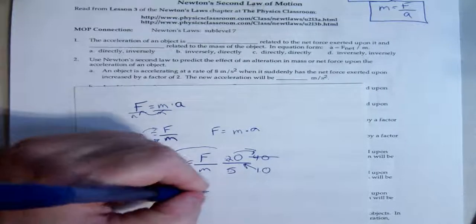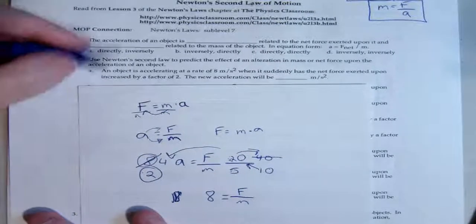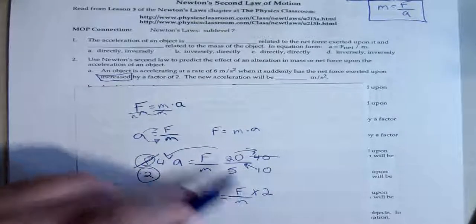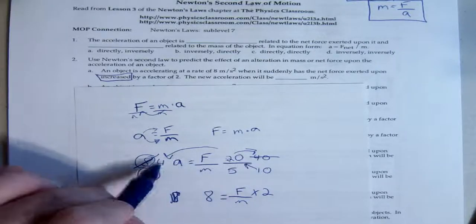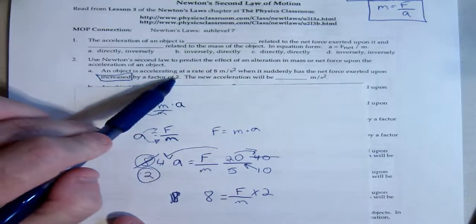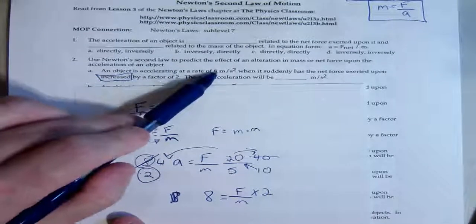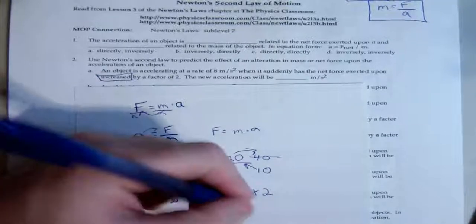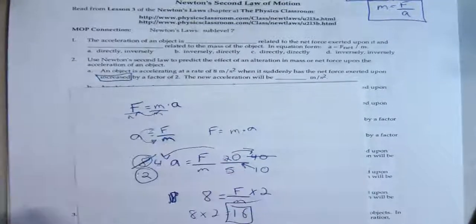Okay, acceleration is 8 equals force divided by mass. So they're saying they increase the force by 2. So the force is doubled. What do we say about that? If you double the force, you double the acceleration. So that tells me I take my acceleration of 8 and multiply it by 2. 8 times 2, I'm sure you guys already got it by now, is 16. Piece of cake, right? The answer is 16. Easy.